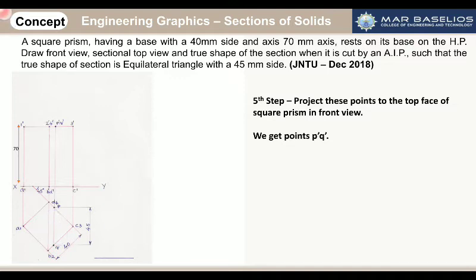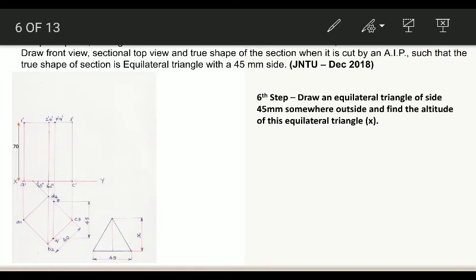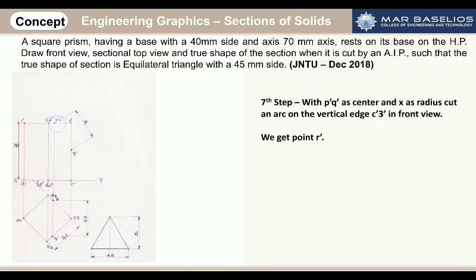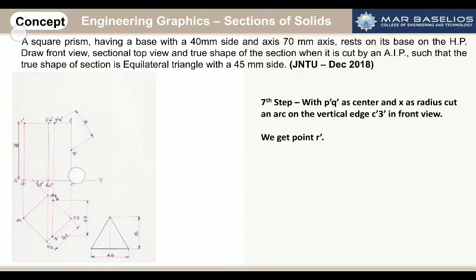Now next we have to identify the section plane. In order to identify the section plane, you draw an equilateral triangle of edge 45 mm somewhere outside and you find the length of the altitude, and assume that the length of the altitude is x millimeters. Next, you take x millimeter as radius in your compass, with P dash as center. You cut an arc on this edge C dash 3 dash. You will be getting a point called R dash.